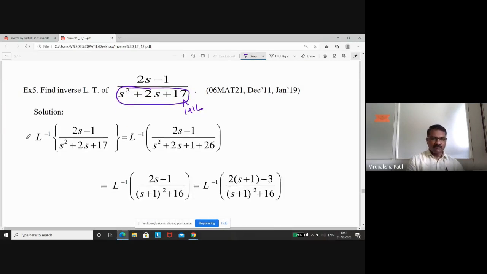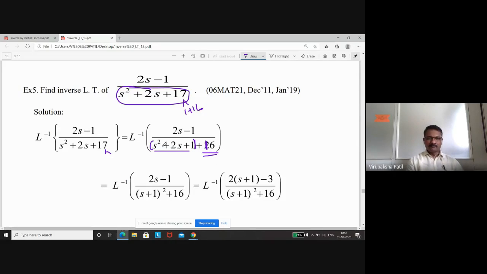Okay. Then next, L inverse of 2s minus 1 divided by s square plus 2s plus 17 can be written as L inverse of 2s minus 1 divided by s square plus 2s plus 1 plus 16. This 17 can be split in terms of 1 plus 16. So after that you need to consider these three terms first, then this constant term should be kept as it is.